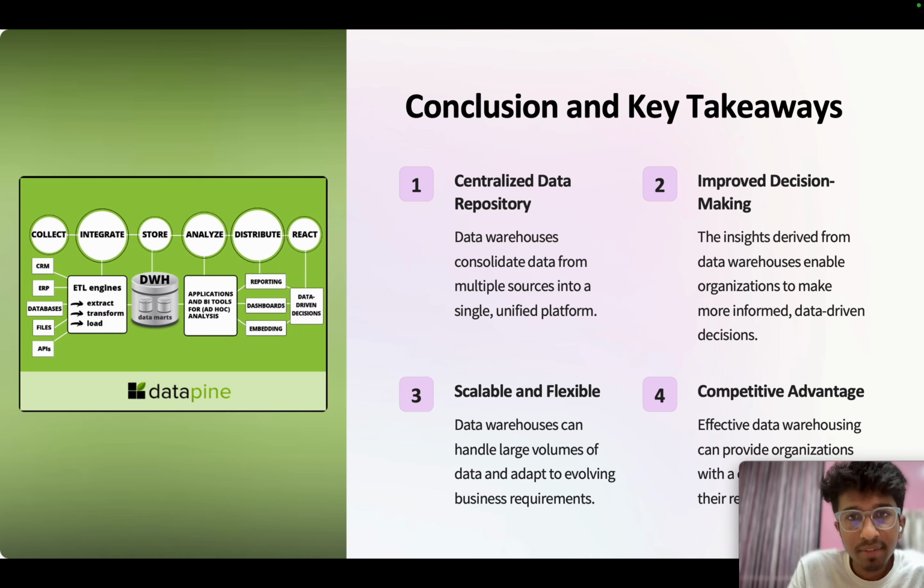We understood the conclusion from this: a data warehouse is a central repository which stores data coming from different sources. It helps in improved decision making in business intelligence or decision support systems. It is highly scalable. It handles large amounts of data, which makes it easier to integrate and make decisions. It is a competitive advantage. An effective data warehouse can provide an organization with a better edge compared to other organizations. I hope you understood the concept of data warehousing in this video. Thank you.